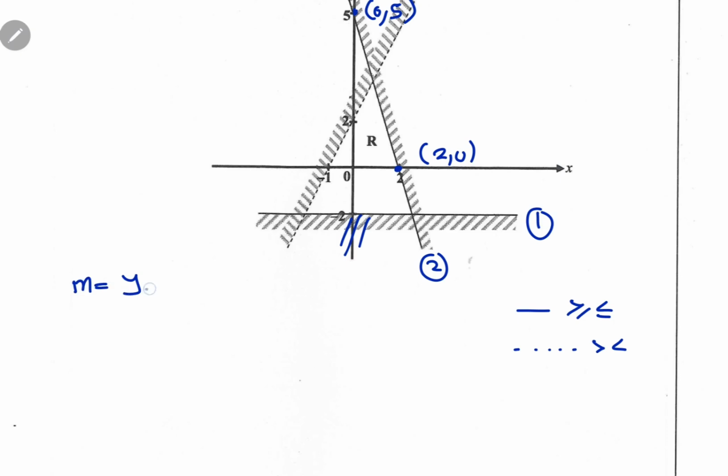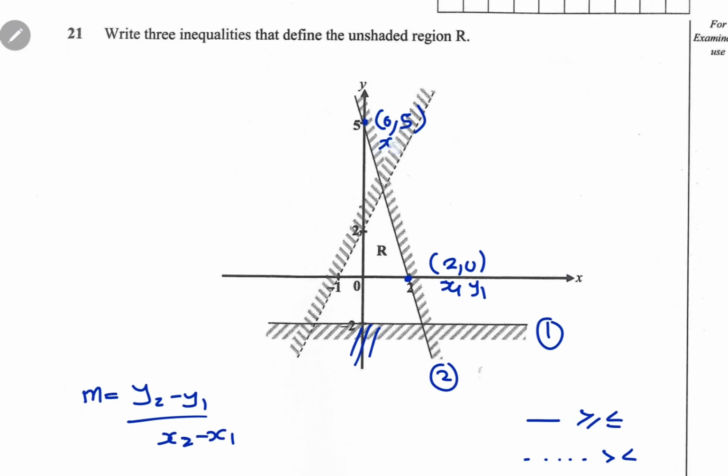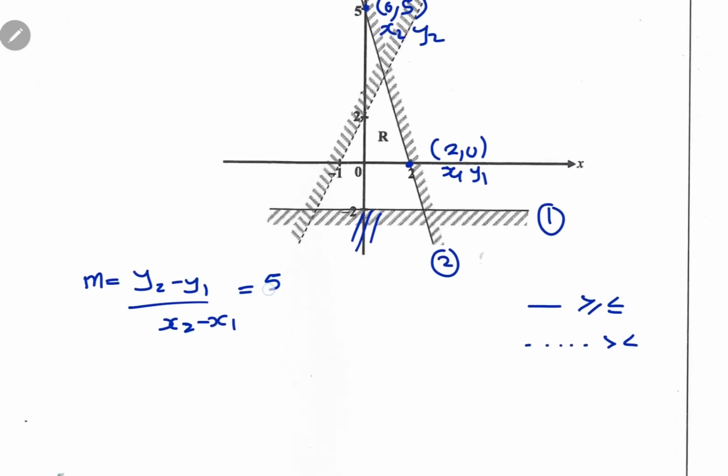So gradient is equal to y2 minus y1 over x2 minus x1. We can make this one x1, y1, then x2, y2. So y2 is 5, so 5 minus 0. Then we are going to have 0 minus 2. And the gradient is going to be negative 5 over 2. Okay, so this is the gradient.